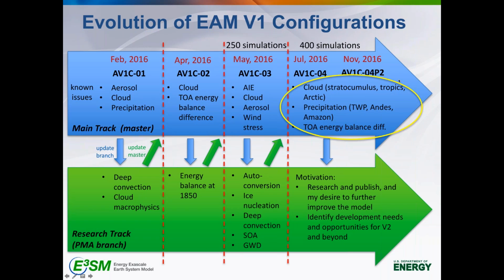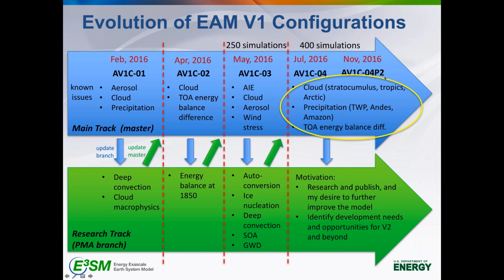V2 features. But then we quickly found there's a bug that can affect the climate simulation, the cloud simulation. So we fixed that bug and then did some retuning to bring the top of atmosphere energy balance back to a reasonable range. And that's the AV1C04P2 configuration. That's considered the official EAM V1 configuration.